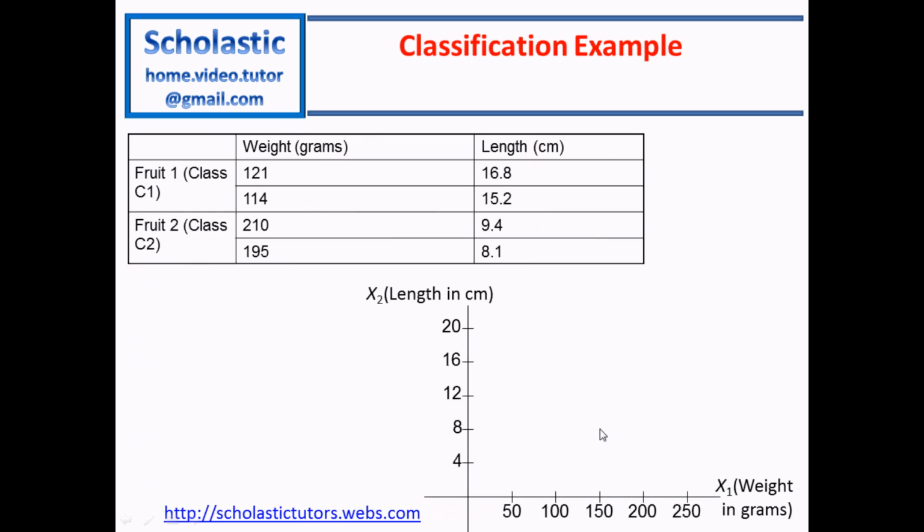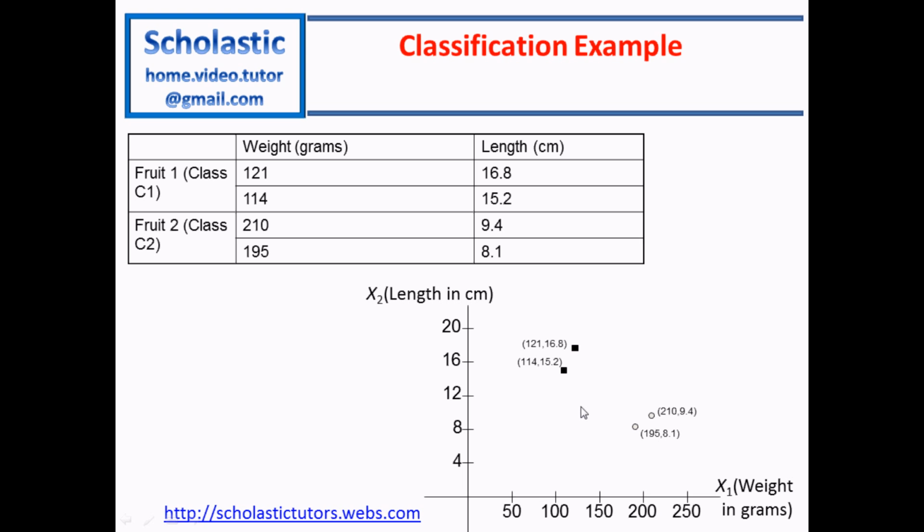Let's try to understand the problem. What is given here are the weights and the lengths of the two fruits, and we take fruit 1 as belonging to class C1, fruit 2 as belonging to class C2. If I take the fruit weight and length as the x and y axes, we can plot them in this graph, where the weight is x and the length is in centimeters. So weight 121 and length 16.8, and we get this point here. Similarly, for the second fruit in the same class, 114 and 15.2. And for class 2, weight 210, length 9.4, and weight 195, length 8.8.